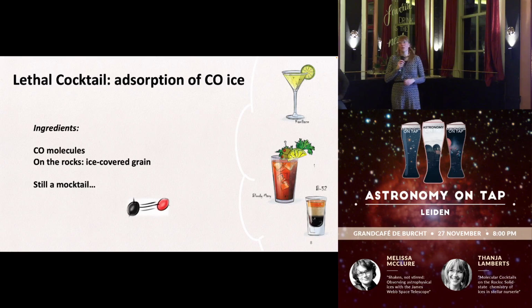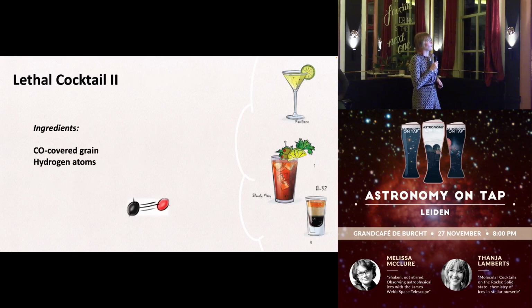So this is still a mocktail, right? This is still a non-alcoholic species. So let's see if we can make it a little bit more interesting and actually make a small alcohol. All right. So we start with carbon monoxide, and we have these hydrogen atoms.